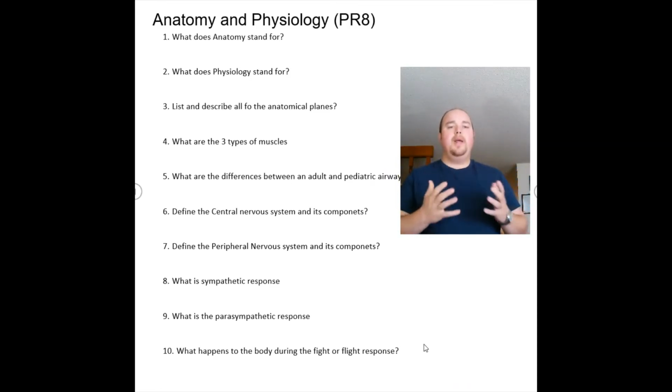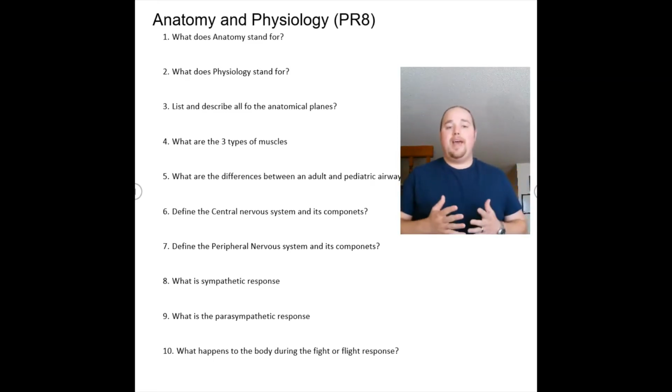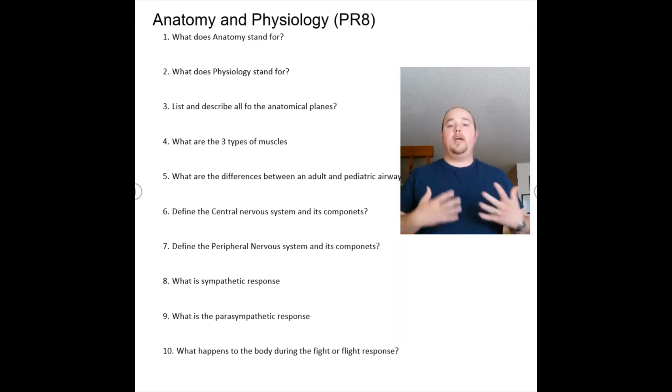So let's quickly go through anatomy and physiology, and then we're going to discuss pathophysiology, basically how the disease processes are working on the body. So we're going to go through some quick overviews. What is anatomy? To break it down, anatomy means to cut open, to open up the body, to look at what's inside the body. Physiology is how everything is working inside the body.